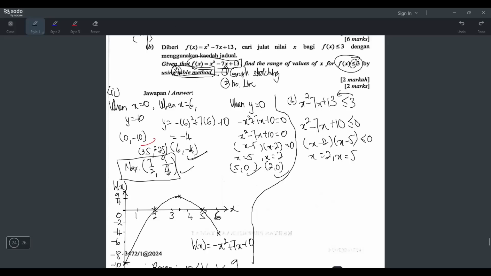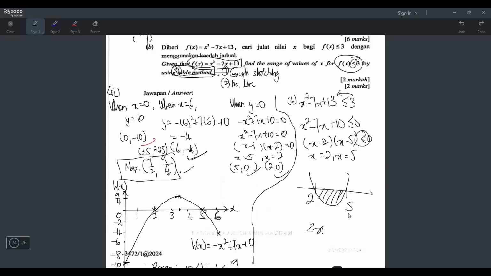I mentioned a bit about the graph sketching method. If you use the graph sketching method, it's very easy. Just do a graph. Here put the small number 2, here put the big number 5. If the symbol is smaller, just shade this region. So the answer is X in between 2 and 5. So that's it. This is the answer, right?